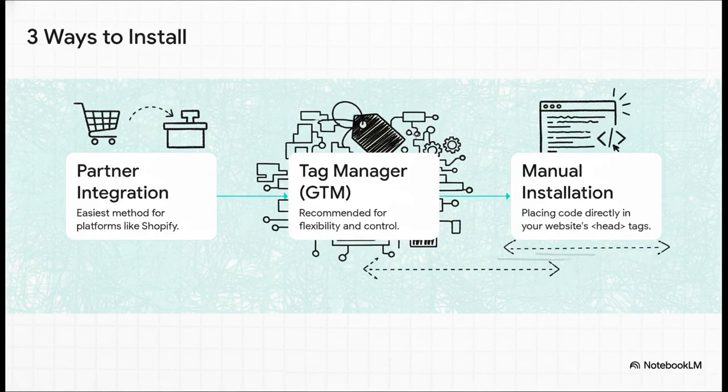So you've basically got three main ways to do this. The easiest is usually a partner integration, like with Shopify or WordPress. They make it super simple. The old school way is to manually install it, which means copying and pasting the code into your site's header. But honestly, for the best mix of power and control, most pros will point you toward using a tag manager. And the most popular one by far is Google Tag Manager, or GTM.